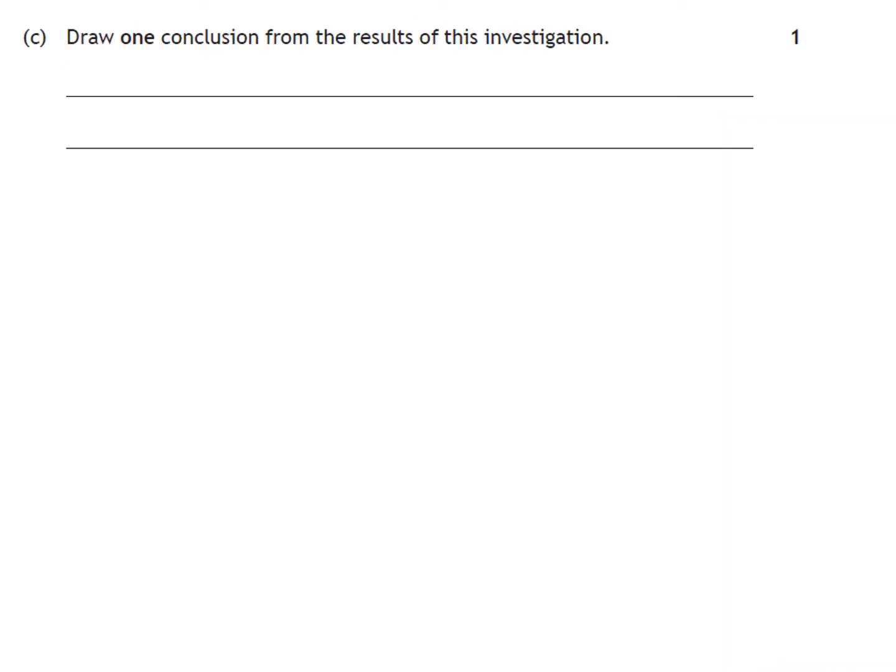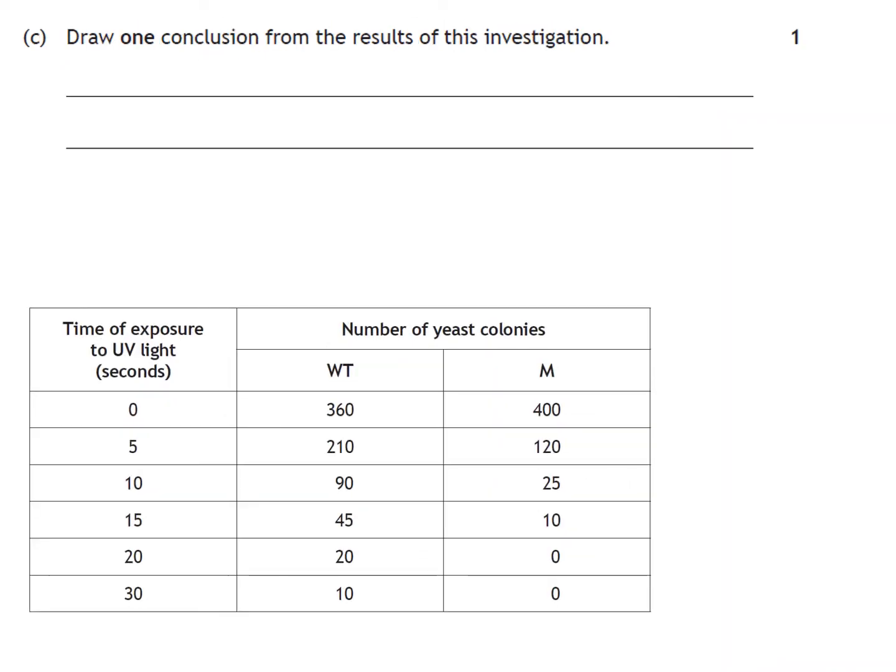Draw one conclusion for the result of this investigation. Oh, here's our results. So conclusion. Well, both of them, you can see that as this increases, so as the exposure to UV light increases, the number of yeast colonies in both of these is dropping. Okay, what you can also see is that the wild type survives higher exposure than the mutant.